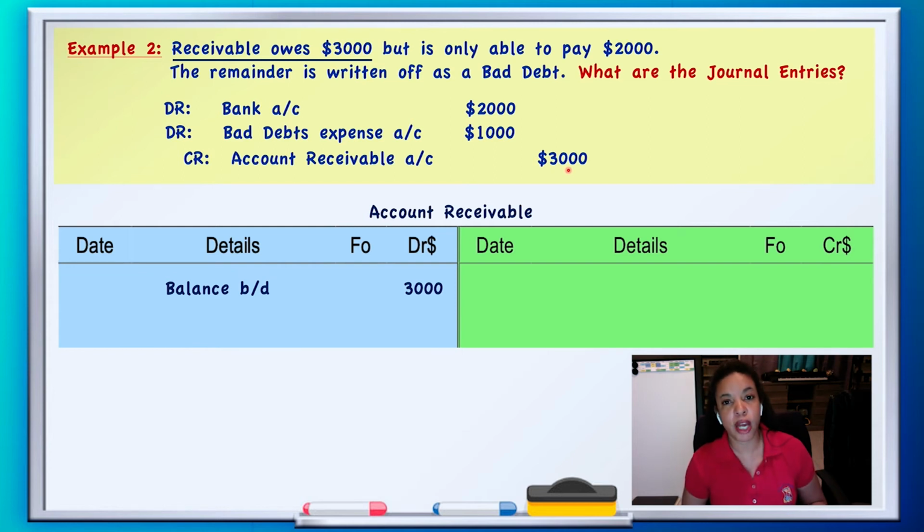Now we can write off the bad debt and also show that he paid some of the money. All right. What does the instruction say for the accounts receivable account, which is the account we are doing now? They said to go on the credit side.